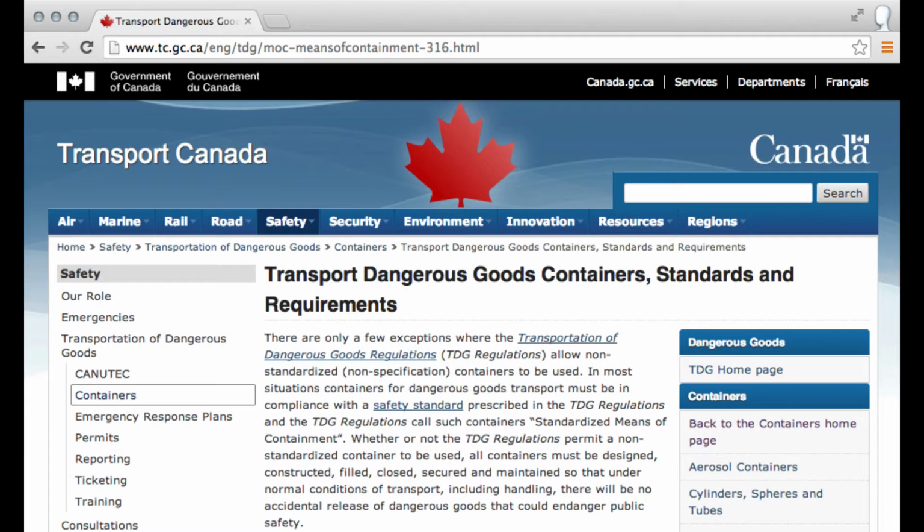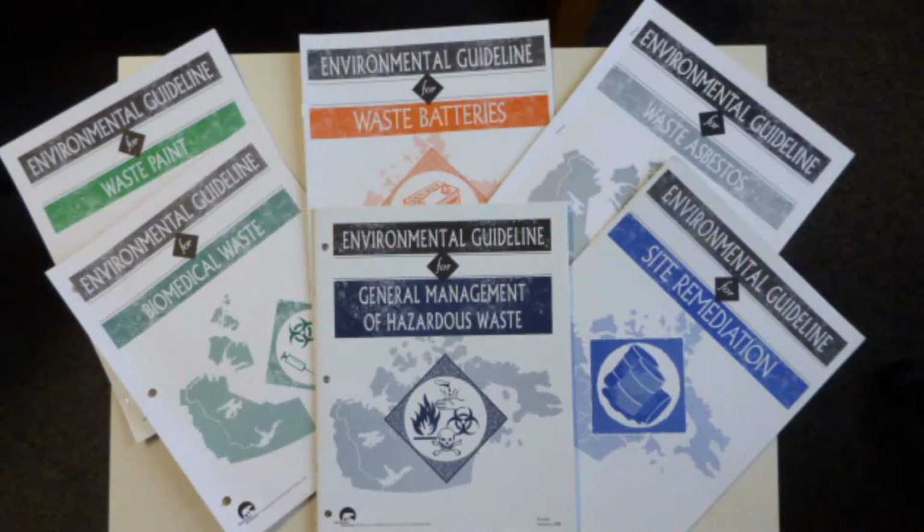All of this information is required on a hazardous waste shipping document, and the details can be found in the Transportation of Dangerous Goods Regulations or Hazardous Waste Guidelines developed by the Department of Environment and Natural Resources.